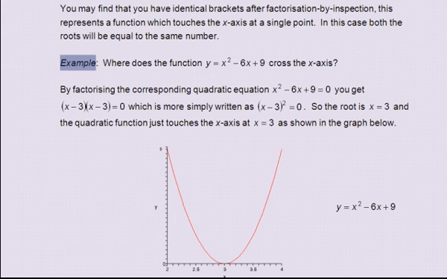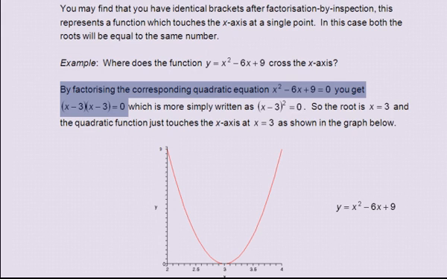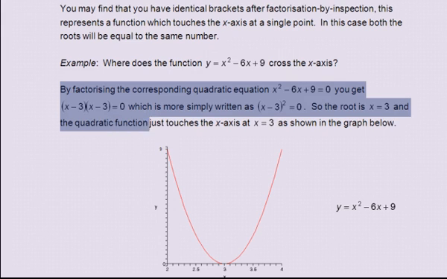Here's an example. Where does the function y equals x squared minus 6x plus 9 cross the x-axis? By factorising the corresponding quadratic equation x squared minus 6x plus 9 equals 0, you get x minus 3 multiplied by x minus 3 equals 0, which is more simply written as x minus 3 squared equals 0. So the root is x equals 3, and the quadratic function just touches the x-axis at x equals 3, as shown in the graph below.